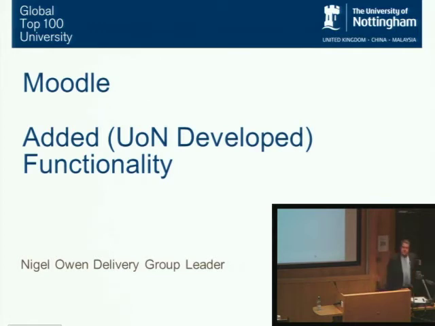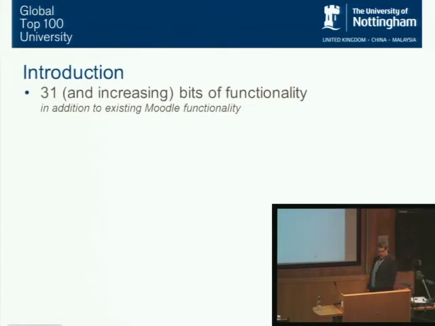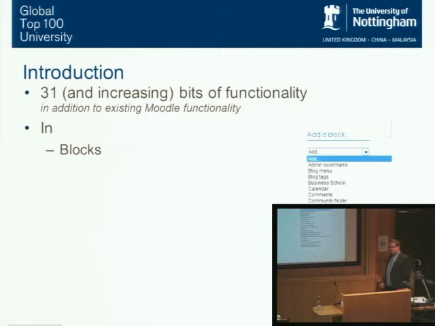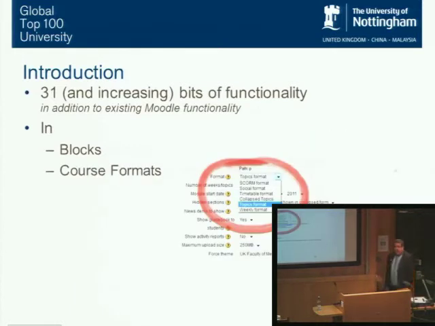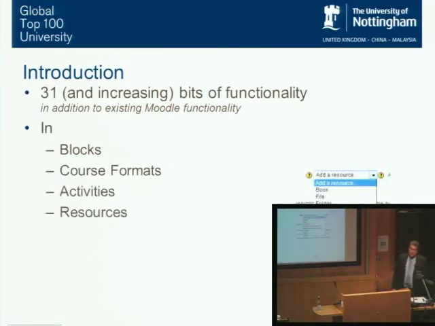not all of it, but pretty much most of the functionality that was developed in-house. We've actually developed 31 bits of functionality. This is all in addition to the stuff that comes out of the box with Moodle. And they broadly break down into blocks. If you're familiar with blocks, they're the things down the right-hand side of Moodle that you can add to your module homepage. Course formats. So this is altering the way that your course is presenting on the page. Activities and resources. If you remember, they're the two fundamental things that you can add to a module.